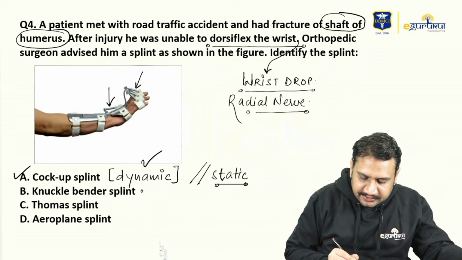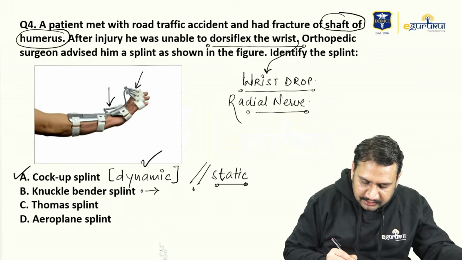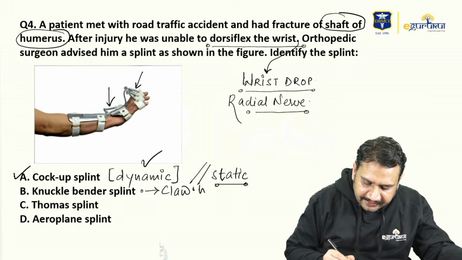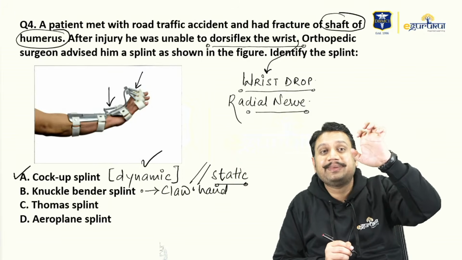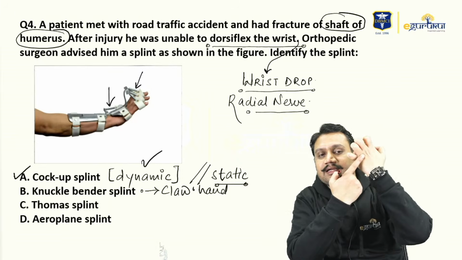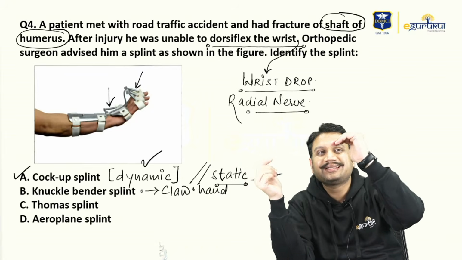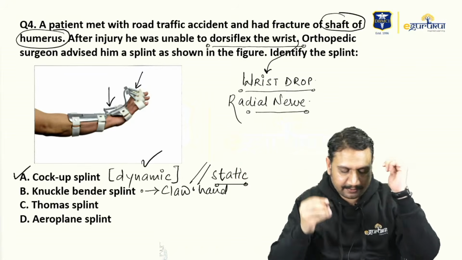The knuckle bender splint is used for what? The knuckle bender splint is what you use for the claw hand, okay? Clawing like this. So knuckle bender, bend the knuckles. Where are the knuckles? Here are the knuckles. So you bend the knuckles to get the length for the fingers. That is the knuckle bender splint.